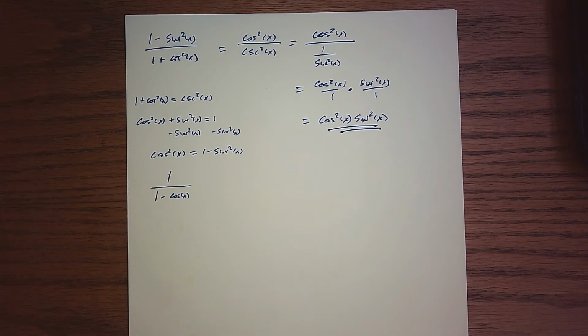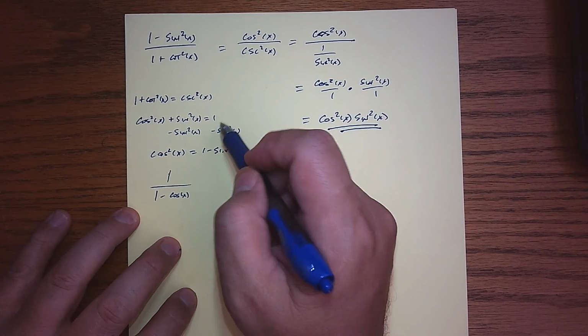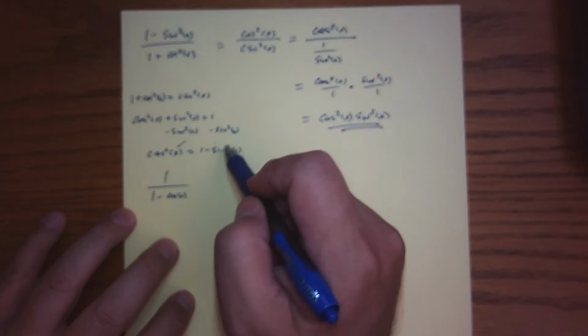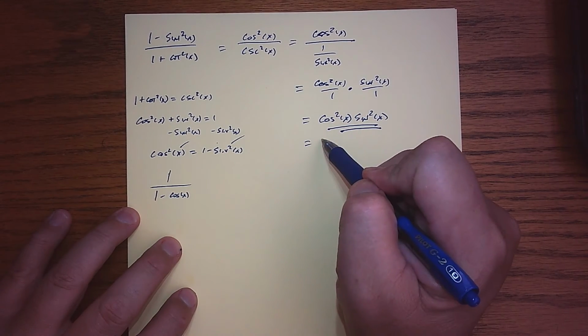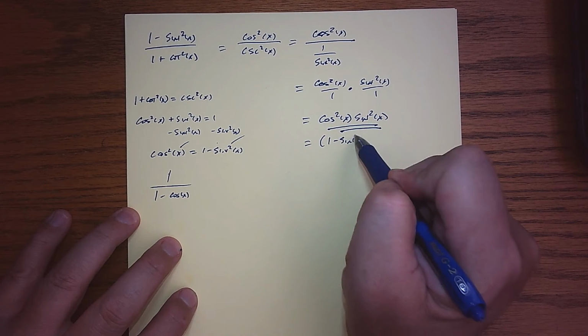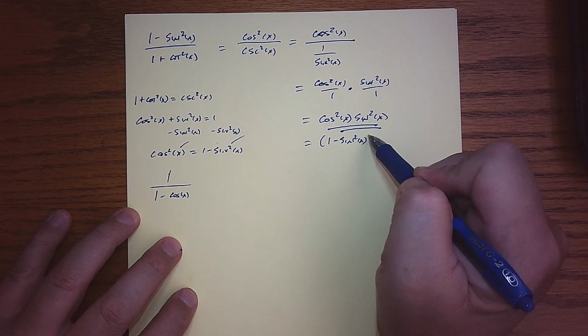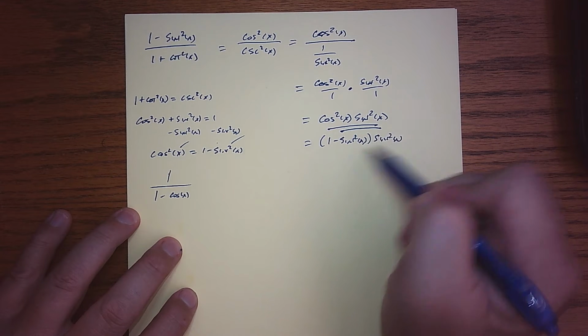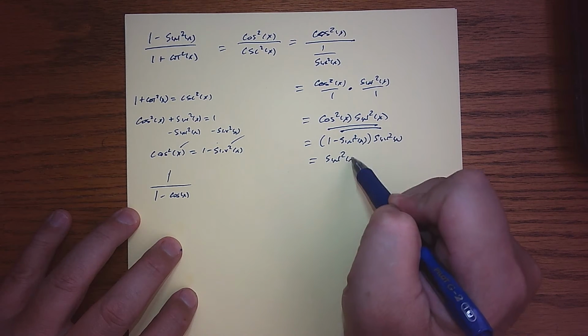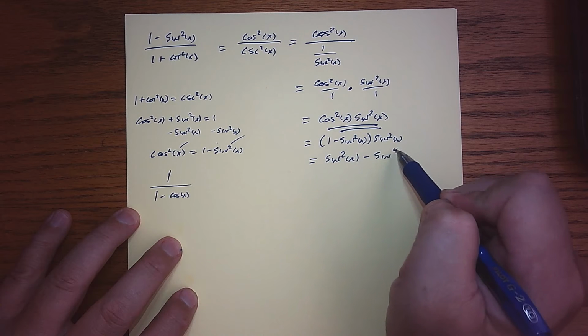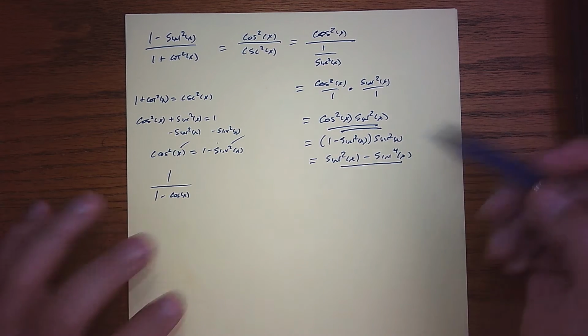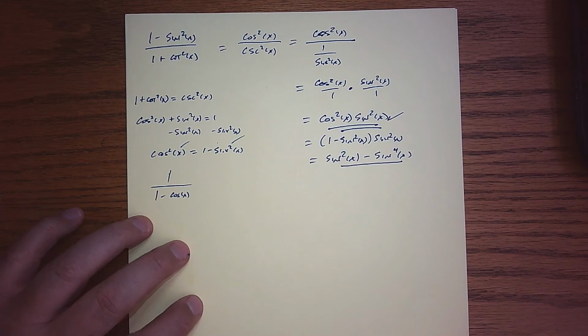Okay? Are there other ways we can continue to simplify that? Sure. We can come back over here and maybe replace the cosine squared x with that, and we get 1 minus the sine squared x, right, times the sine squared x. And so we'd end up getting sine squared x minus sine to the 4th x. Right, so a lot of things we can do, but I'm going to say we were done there.